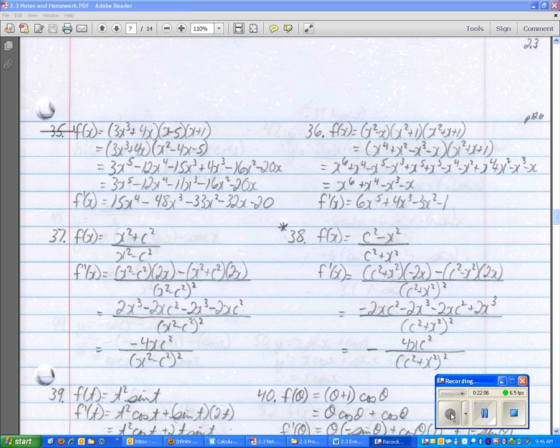Here's number 35 from page 126. Let's see, what are the directions telling us to do here? Just find the derivative of the algebraic function. And look at the way I did it. I did not try to use the product rule.